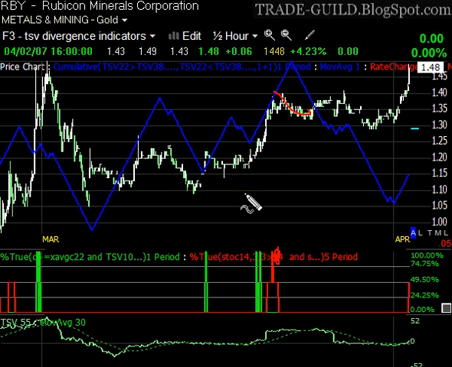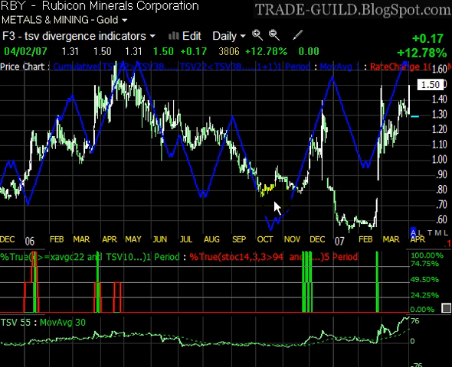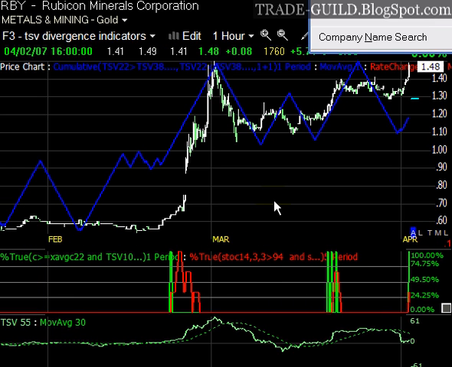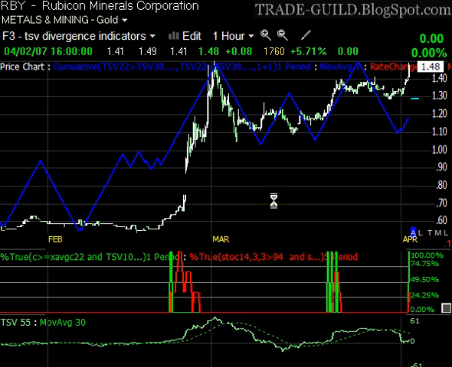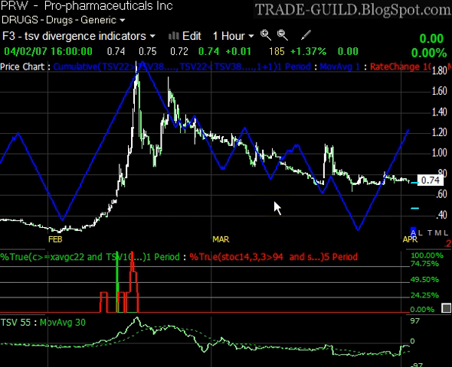So RBY, that's not the only stock it works with, by the way. Let's take a look at the hourly on PRW. This is another stock I've been in for a while, and I'm expecting a decent move on that. So there's a buy signal right over here around the 60-cent area, and a caution as it ran up to $1.80. So 300% on that move. That's pretty impressive on that one.